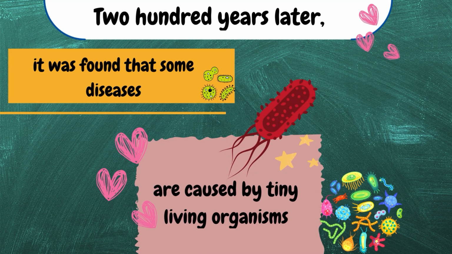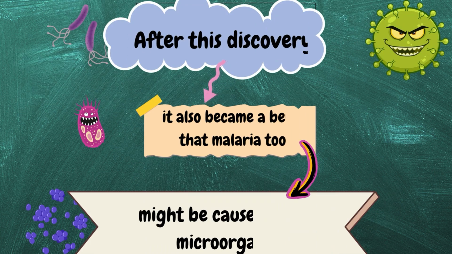Then 200 years later, it was found that some diseases are caused by tiny living organisms. These living organisms include bacteria, viruses, Plasmodium, euglena, paramecium, amoeba, etc. These living organisms can be seen by microscope. After this discovery, it also became a belief that malaria too might be caused by some microorganism.